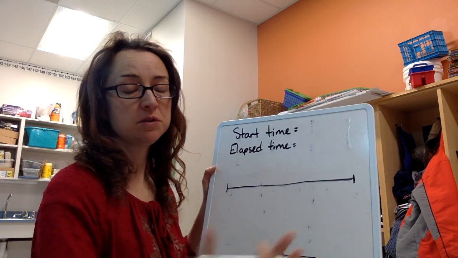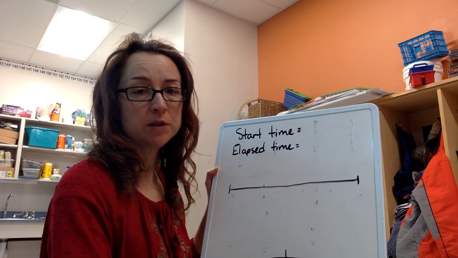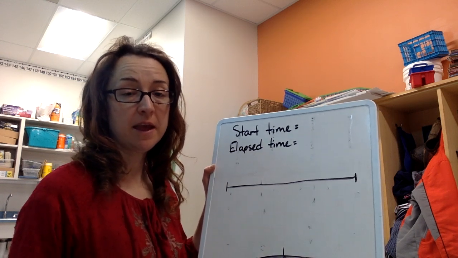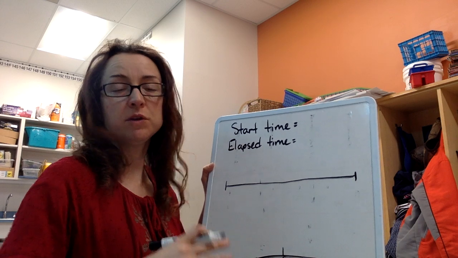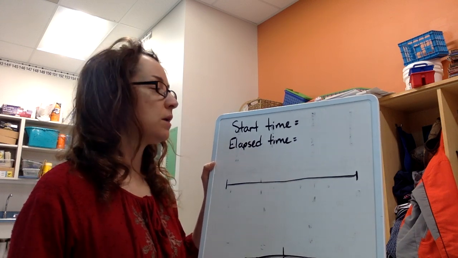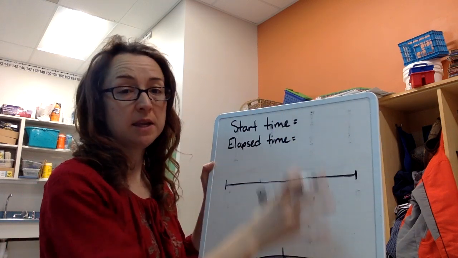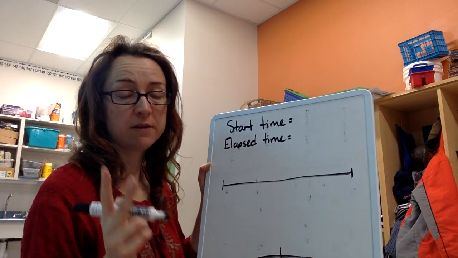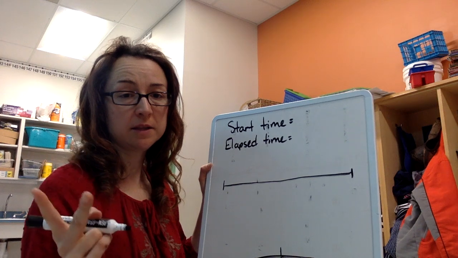In this case, I'm going to give you two scenarios. First, I'm going to show you when you're given a start time and an elapsed time, how you find the end time without using a word story. So I'm going to show you that here first, and I'm going to show you using both strategies that I have taught you, the number line and the T-chart.